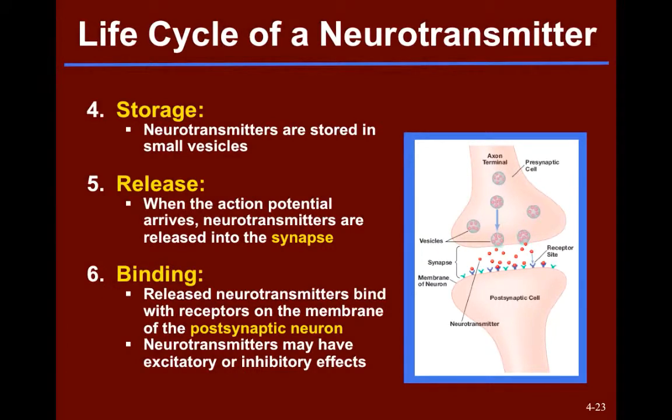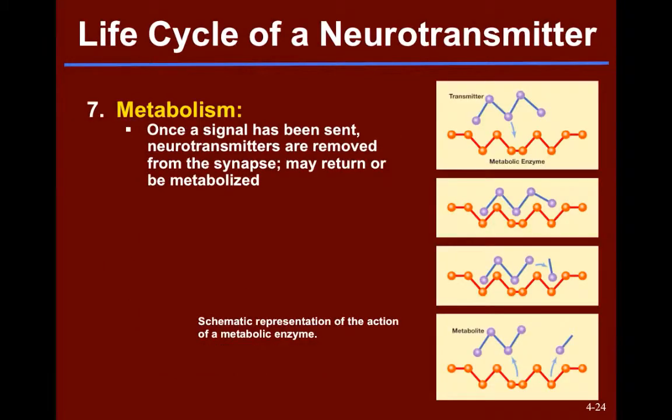So we've got storage, release, and binding, where it crosses the synapse between the neurons, or between the neuron and the neuromuscular junction. And then metabolism. Once the signal's been sent, the neurotransmitters are no longer needed, so they may return to the neuron, or they may be metabolized, and there may be metabolites that are left in the bloodstream, and that's something that we'll talk about more later as well.